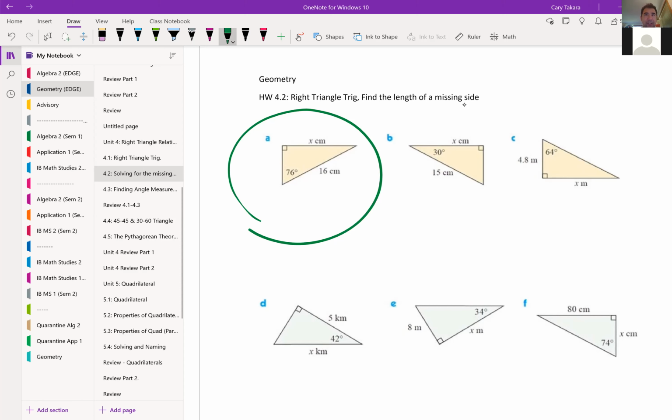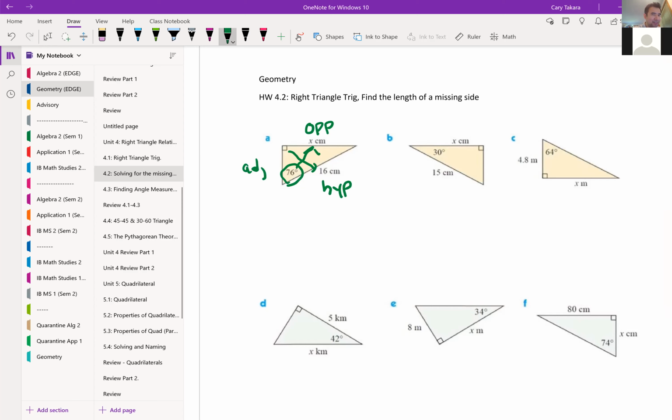Okay, have you guys labeled that? So the focus angle is 76. So opposite is that x. X represents opposite. Hypotenuse is actually on the bottom, isn't it? This one, hypotenuse is 16. And then adjacent is blank. So adjacent, basically out. Which one uses opposite and hypotenuse? Which one is the OH combination?